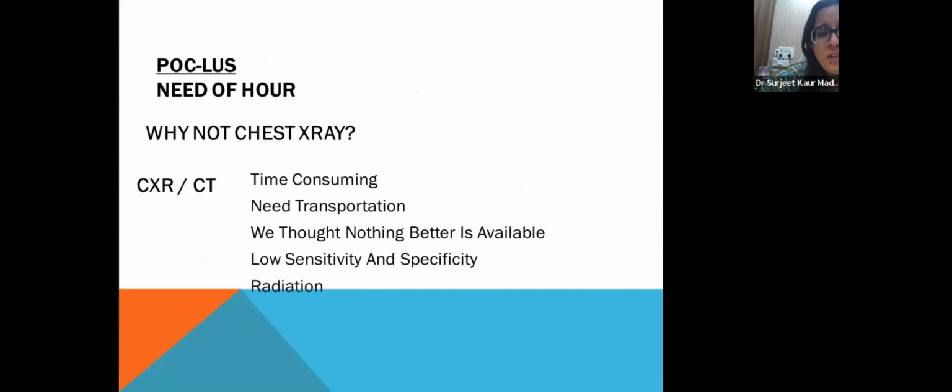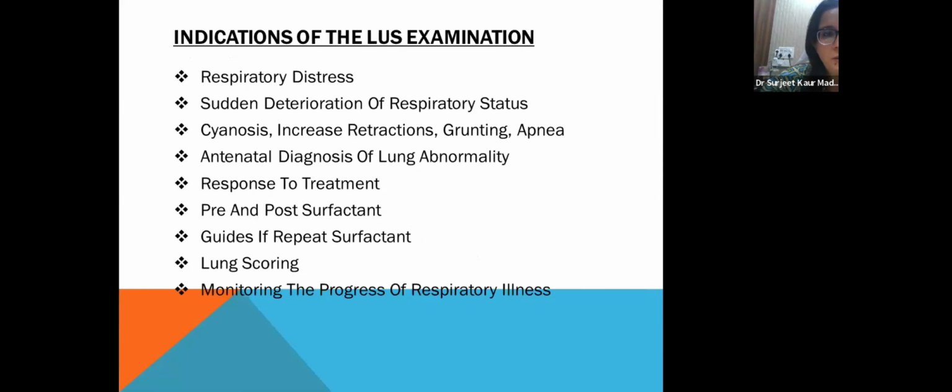First of all, why do we need to do lung ultrasound? Why not chest X-ray or CT scan, which we have been doing for so many years? It's known to us that chest X-ray and CT are time consuming and need transportation, their sensitivity and specificity are lower than lung ultrasound, and we are exposing our little neonates to radiation. Initially we thought nothing else was available, so let's continue with X-ray and CT scan. But in the next few slides, we'll go through why ultrasound is actually better for the lung in our neonates.